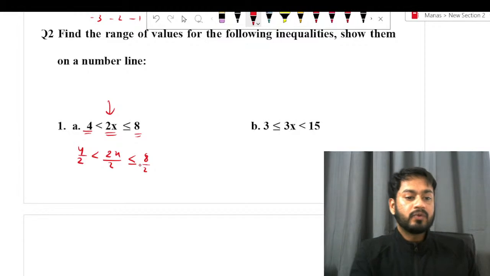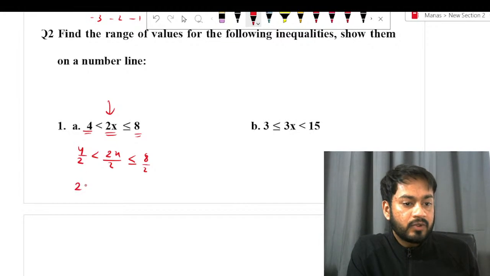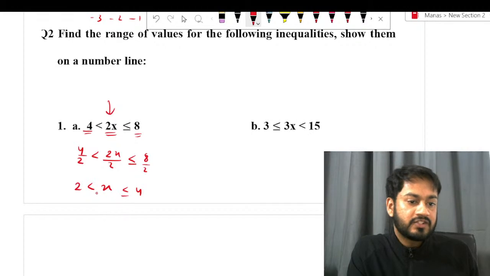If we divide it by 2, it will become 2. Now the range will change. If you see this, the range has changed now. So x will be greater than 2 and less than or equal to 4.